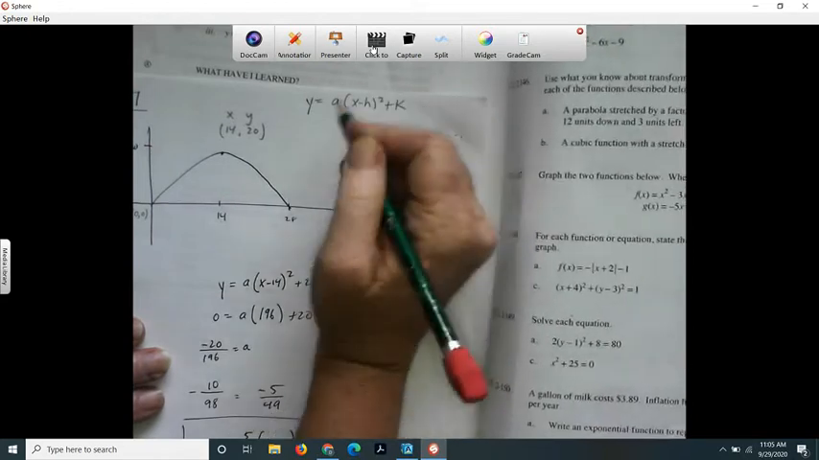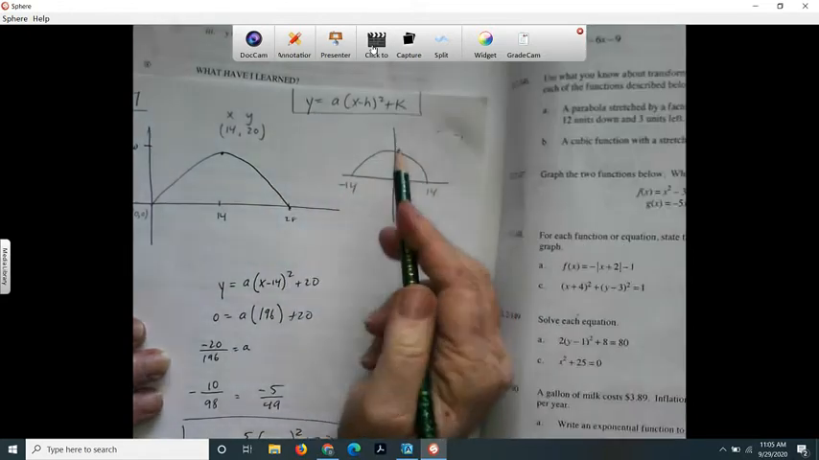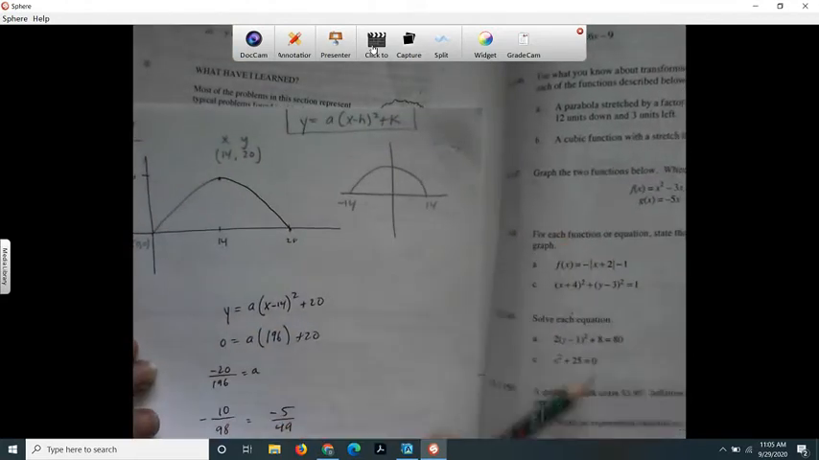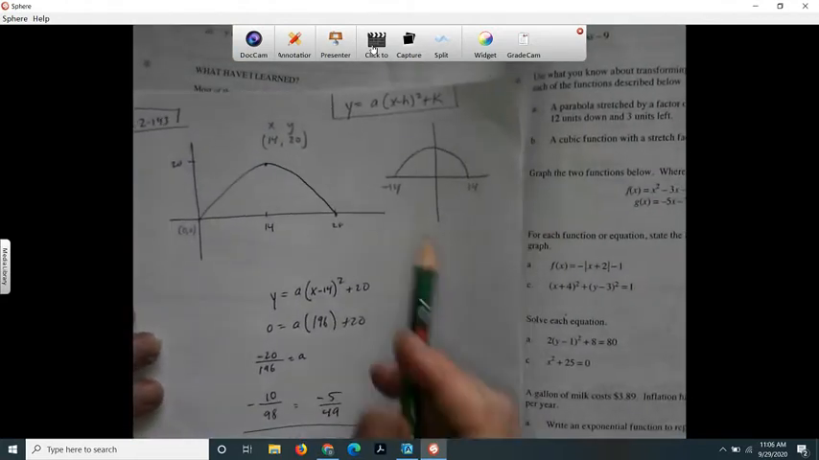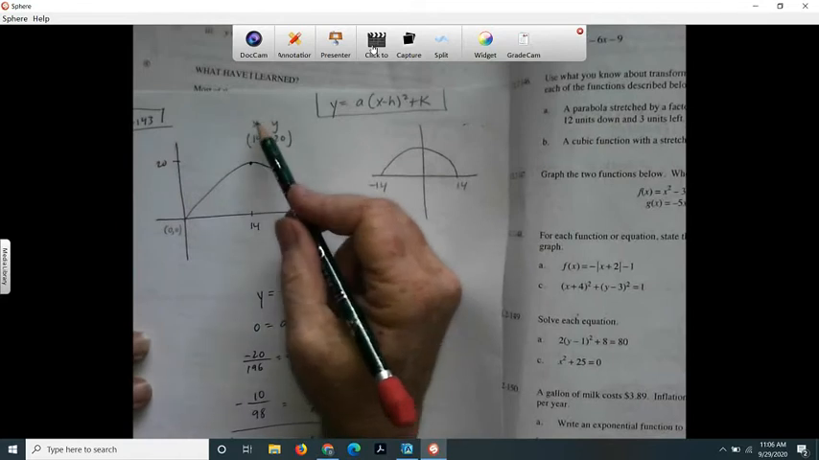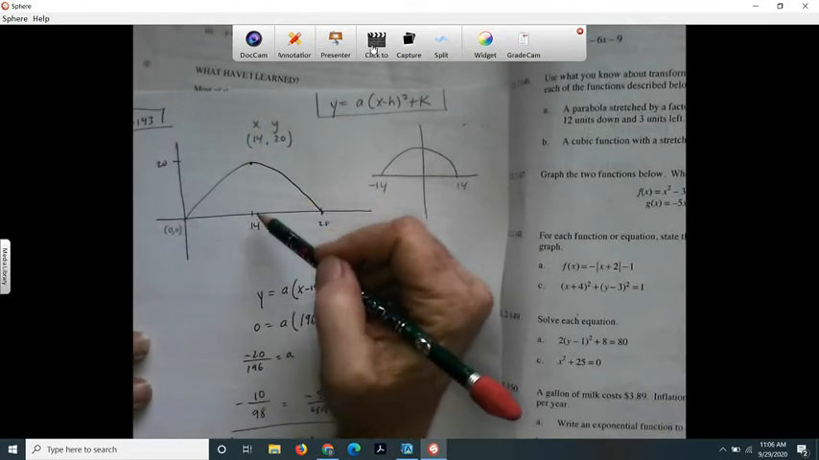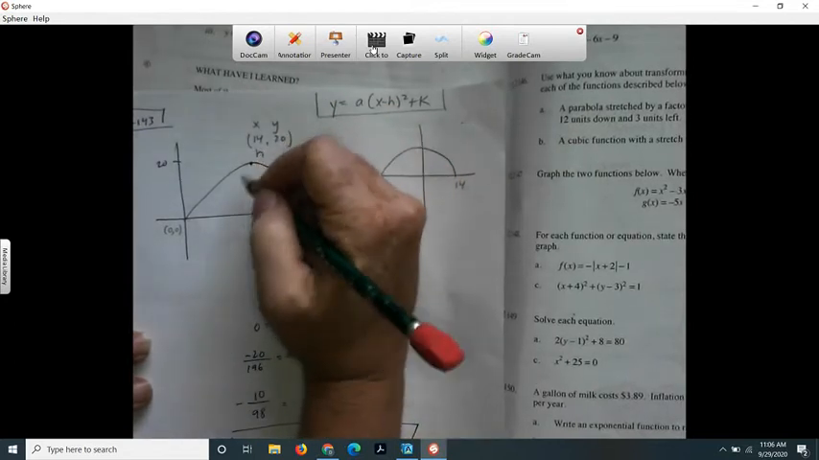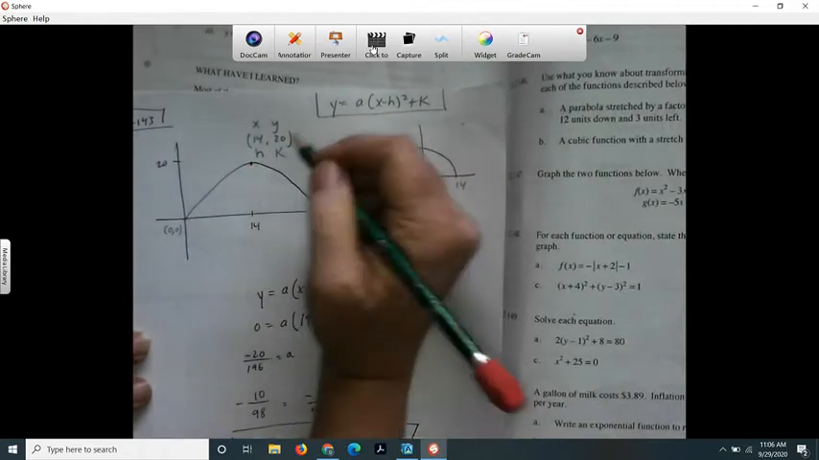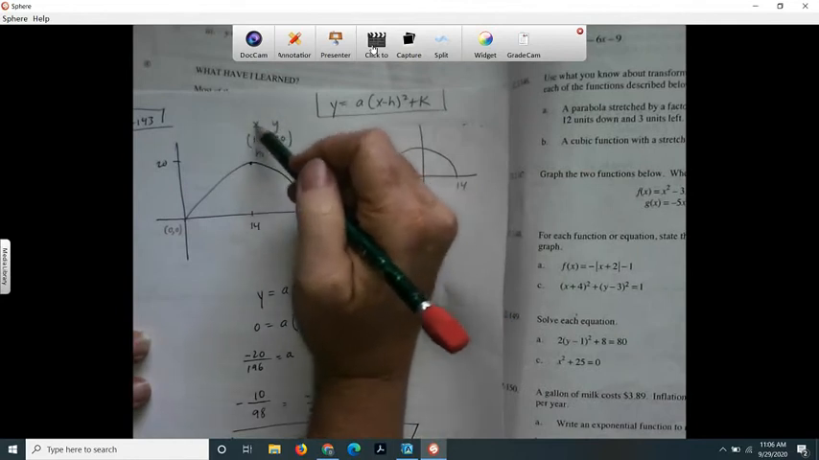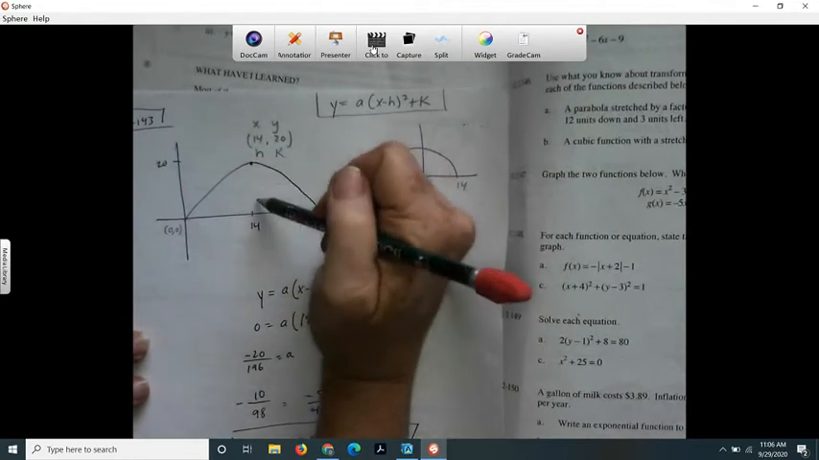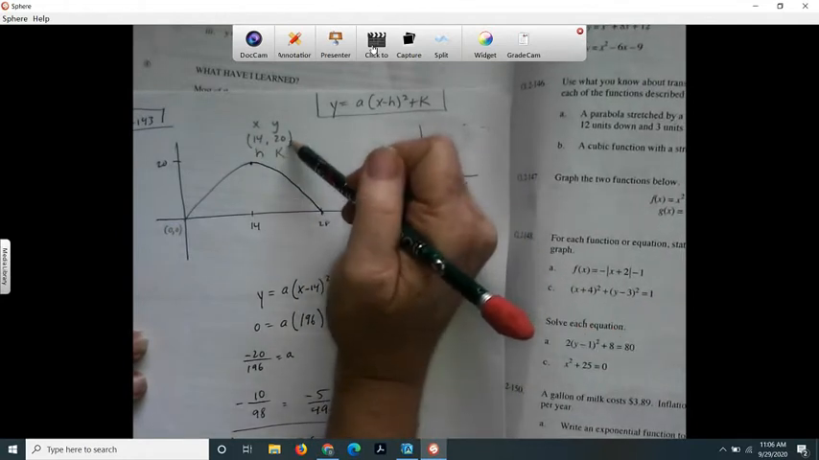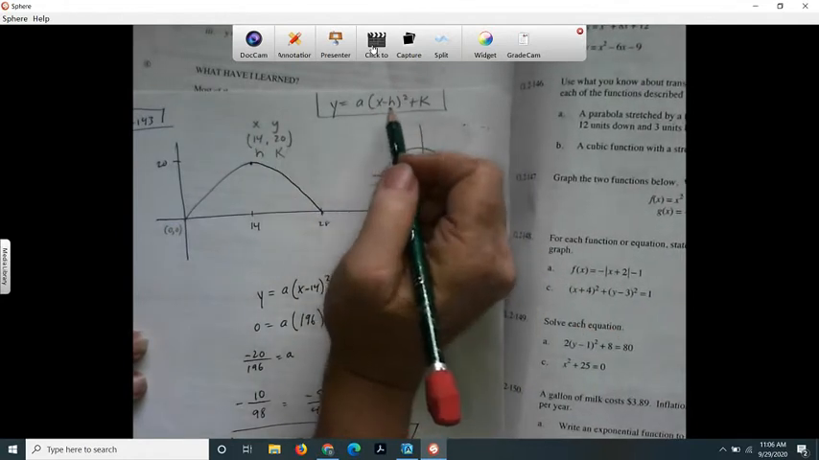That's the graphing form of a parabola, and then I just start plugging in some numbers, and I'm going to end up having to solve for a. So the horizontal shift of the parabola is h, and the vertical shift is k. You can just think of the x-coordinate of the vertex as being h and the y-coordinate of the vertex as being k. And then you can plug them in for h and k.